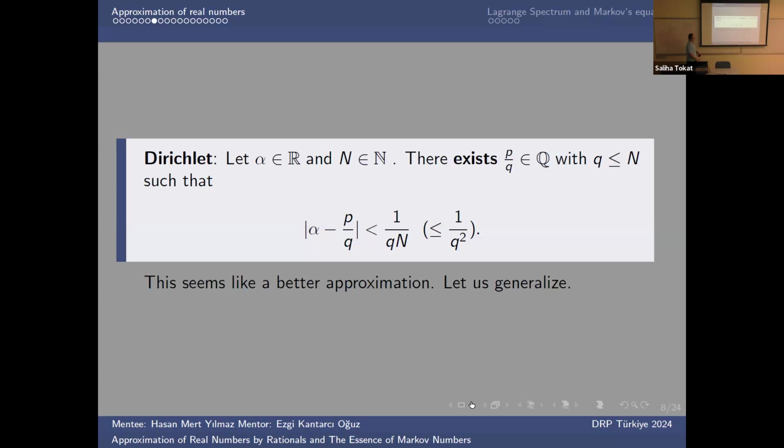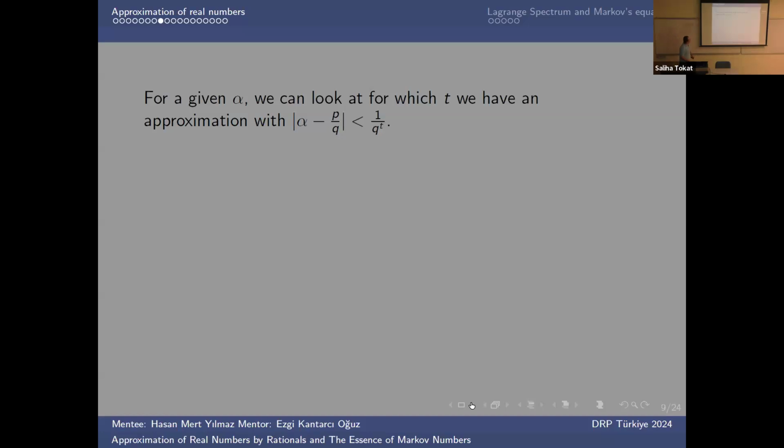So the theorem is satisfied, and we know from the preceding observation the order of the denominator. When the order of the denominator is 1, this also holds, but this is much more general. Let us generalize. For a given alpha, we can look at for which t we can have an approximation such that this inequality holds.